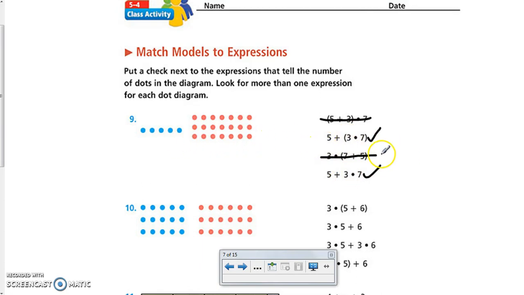And that makes sense if you think about it. This one has parentheses in it. This one does not. But either way, because this one has parentheses and this one has multiplication, those two things are always going to happen before addition.